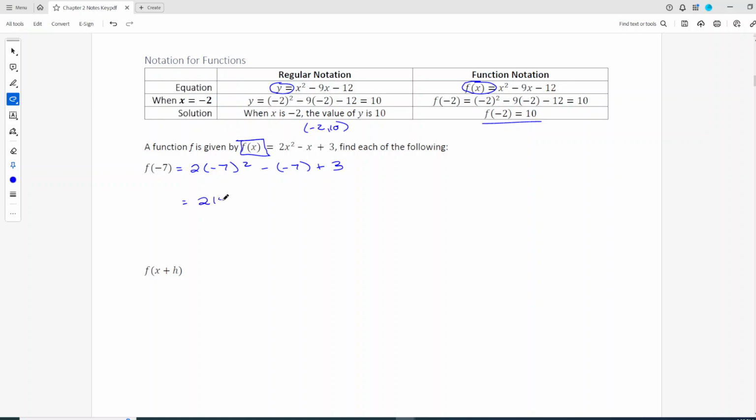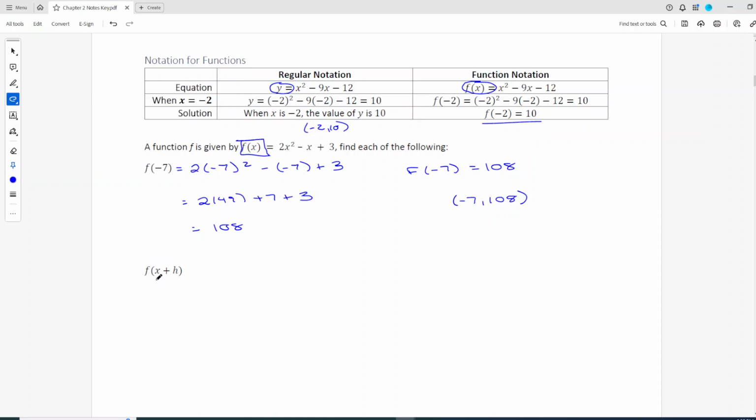And then we simplify. This would be 2 times 49. Again, if you're calculator efficient, do not write all these steps. And then we get, what is that, 98 plus 10, 108. I never trust myself. 2 times 49 plus 7 plus 3. Look at that, 108. So the value of my function at negative 7 is 108. In other words, there's an ordered pair, negative 7, 108 on the graph of this function.